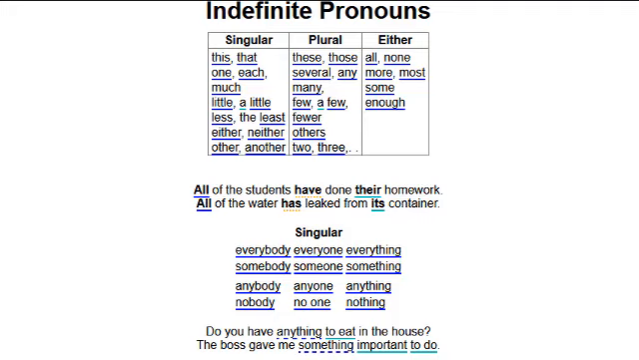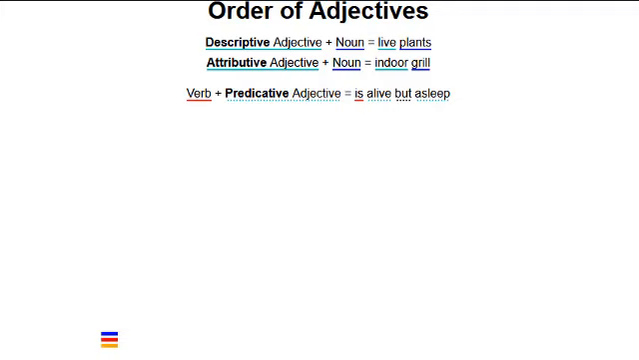Unlike determiners, descriptive adjectives represent characteristics of the nouns they modify. Descriptive adjectives used in noun phrases are called attributive, and those that complement verbs are called predicative. A few adjectives can only be used in noun phrases, such as live, in live animals, and indoor, as in indoor grill. Likewise, some adjectives can only be used in verb phrases. Consider alive and asleep in the animal is alive but asleep. We can, however, say a live broadcast or the music was live.